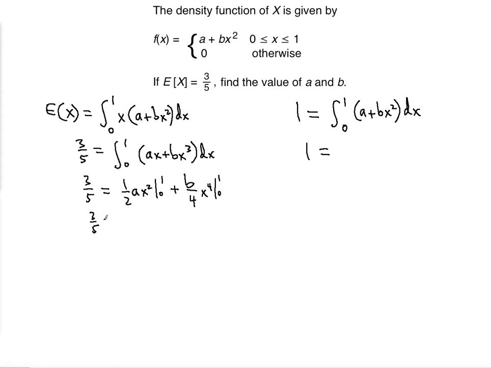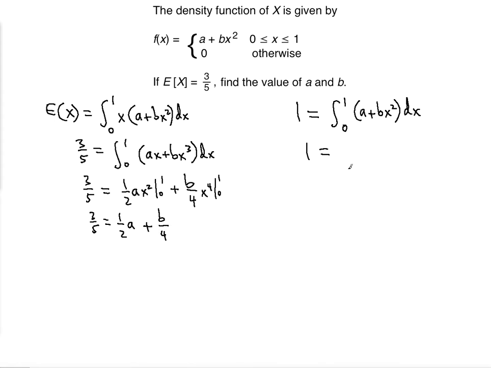So we'll have 3/5 is equal to 1/2 a, because we can disregard the evaluation: the 1 squared is 1, and the 0 doesn't matter. So we can disregard 1 and 0. So 1/2 a plus, and same thing, b over 4. Beautiful, so we already have the one equation.